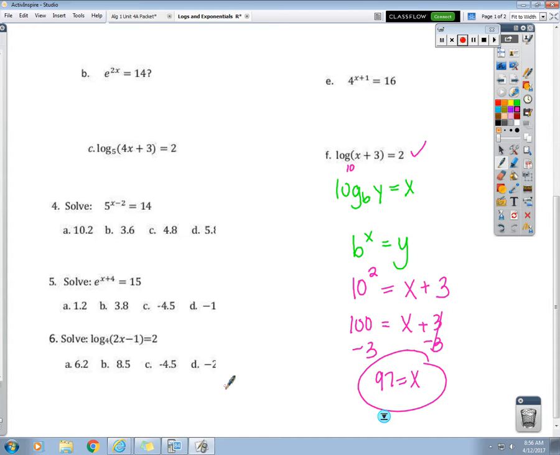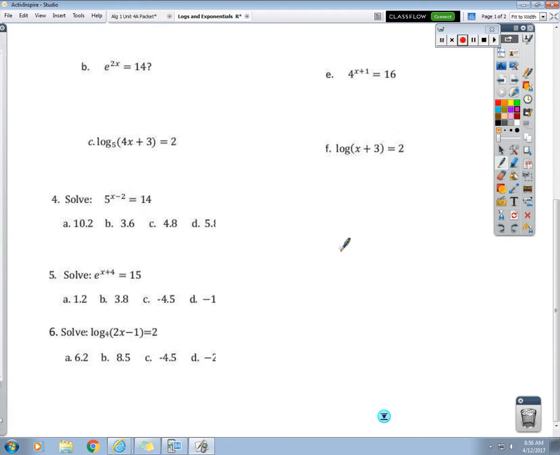Okay, the next section, they actually have multiple choice, so you can solve it by just plugging them in, or you can solve it the way we've been doing it. Number 4, what form is it currently in? Exponential. Okay, that's your base, that's your exponent, that's your y. So we want to rewrite it in log form, and what will that look like?